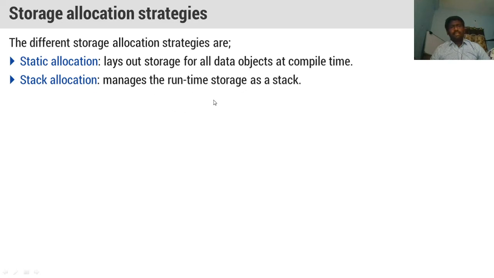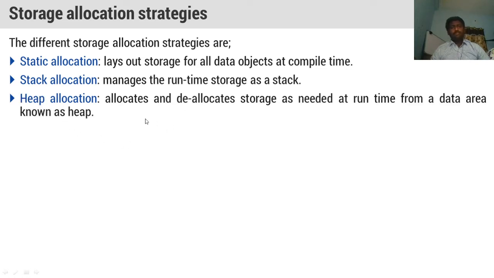It manages runtime storage as stack. So this method uses stack as a runtime storage. Stack means what? It is a data structure. It is nothing but a memory segment, and that stack memory segment will be used for runtime. Heap allocation means it allocates and deallocates the storage as needed at runtime from a data area known as heap segment. It is nothing but dynamic memory allocation. So it lays out the storage for all the data objects at runtime.